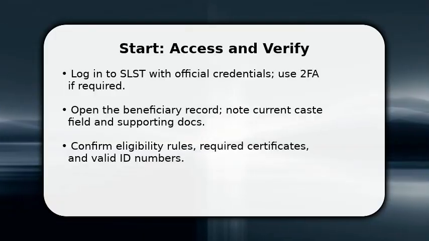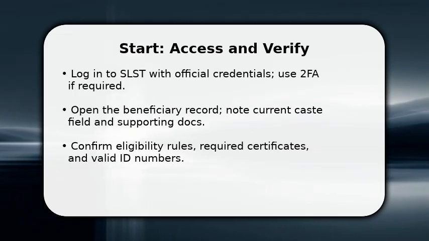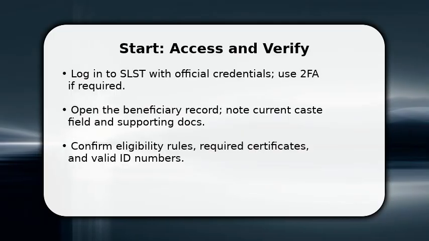You begin by signing into Slst with your official account and two-factor authentication enabled. Once done, navigate directly to the beneficiary record and locate the Caste field. This is where you'll make edits. Make sure to review the linked supporting documents and ID numbers so changes match evidence.